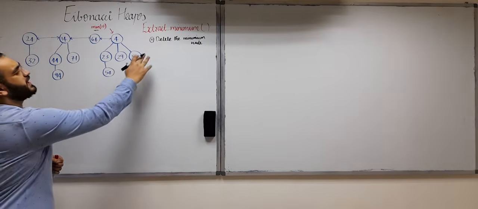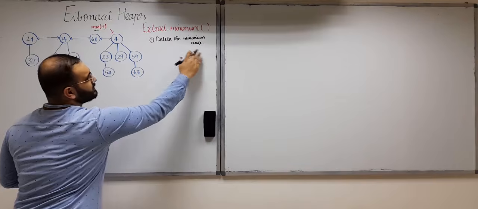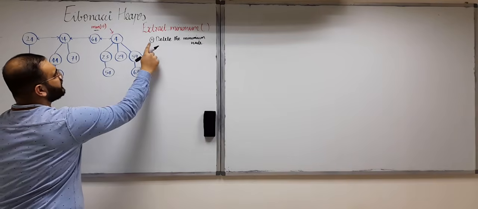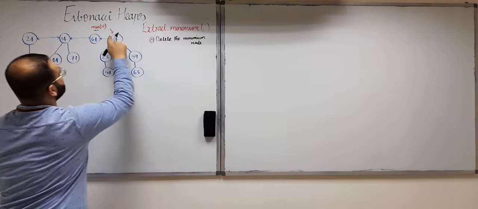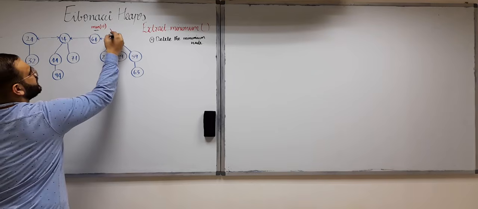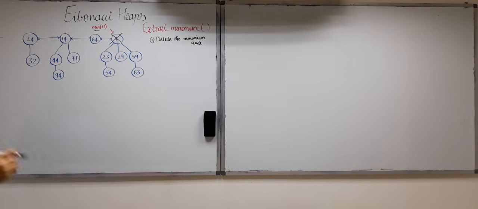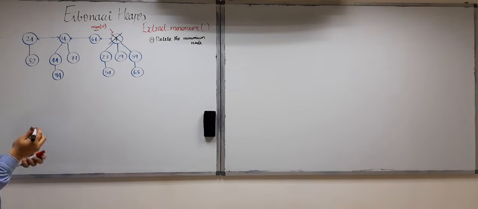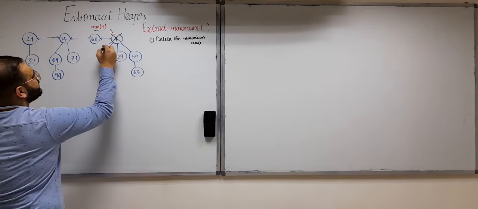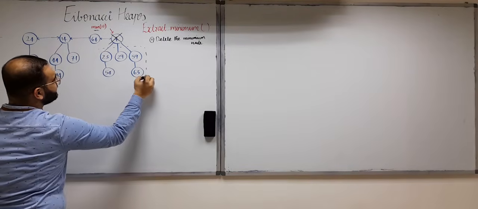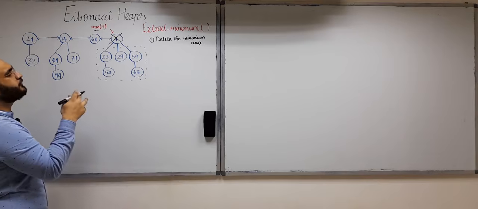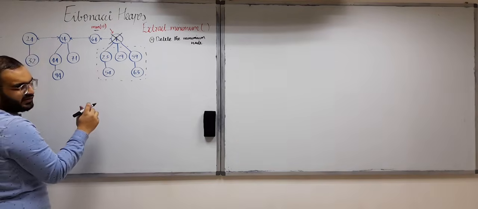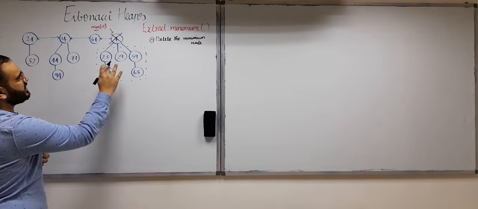In the first step, we will delete the minimum node. That means we will delete this 4. But 4 also has a lot of descendants. The tree that was rooted at 4 has a lot of descendants. So what to do about these descendants?